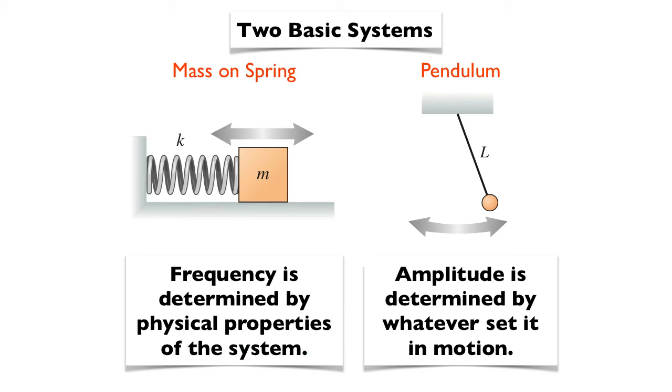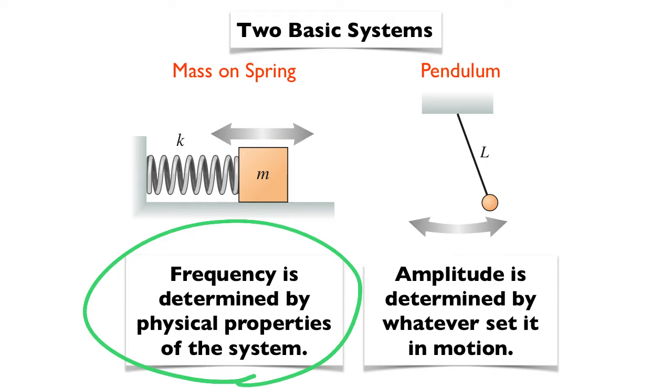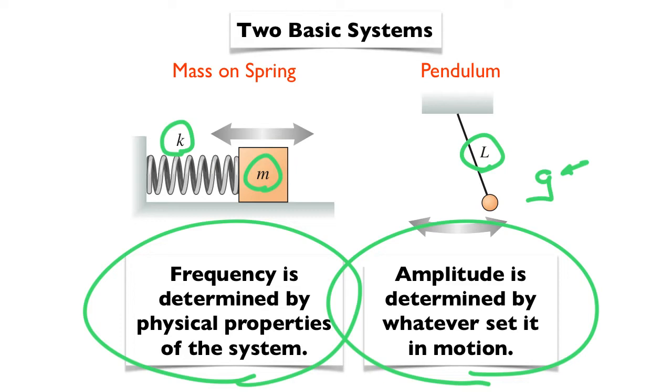Now, it turns out the frequency of simple harmonic motion is determined by physical properties of the system. If it's a mass on a spring, it's the spring constant k and the mass m. If it's a pendulum, it's the length L and the value of gravity g. But for us, gravity is basically the same wherever you go, so we're not going to have to worry about that. So it basically just varies with the length. The amplitude is determined by whatever set it in motion.